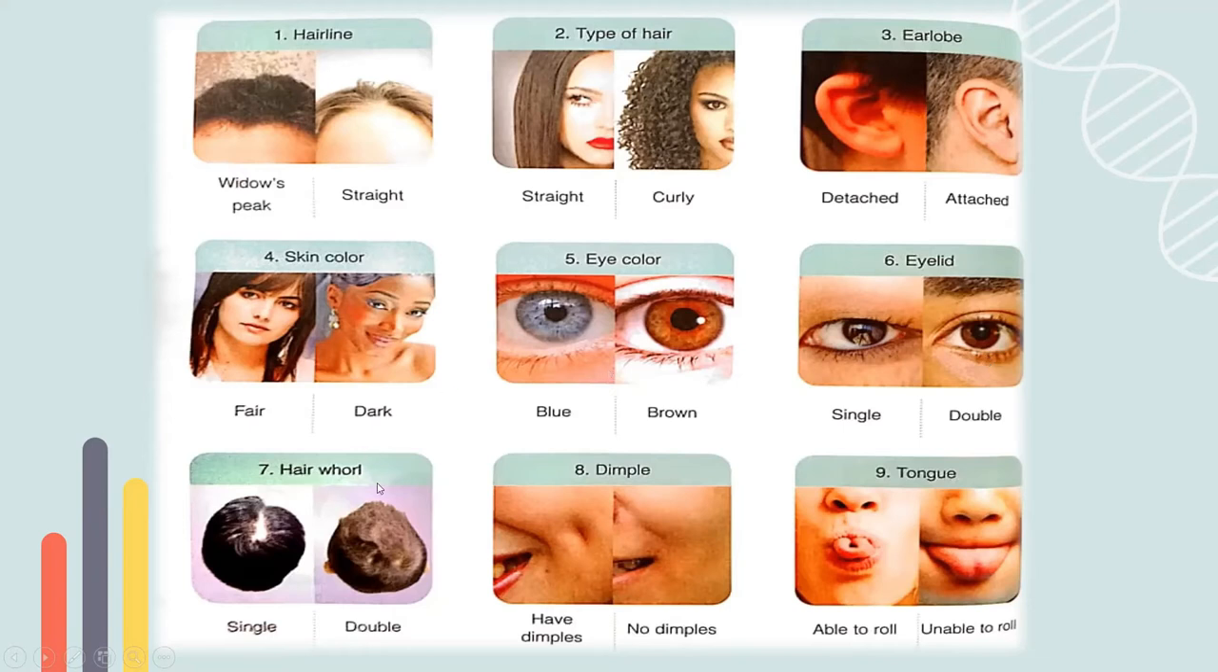Next, we have the hair whirl. Hair whirl, is it single or double? One or two? And we also have dimple. Having dimple or no dimple. And lastly, your tongue. Whether you are able to roll your tongue or unable to roll your tongue. Can you try to roll your tongue? For me, I can roll my tongue. How about you?